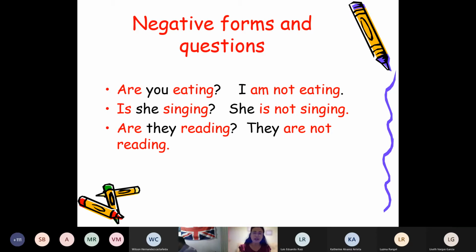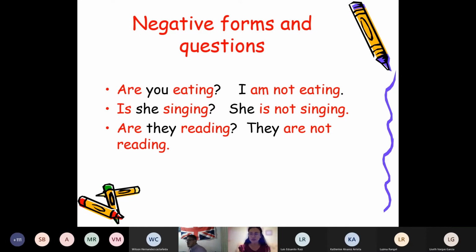And the negative forms, remember that for the present simple, you use don't or doesn't. And here, for the present continuous, you say, I am not eating, she is not singing, they are not reading. Okay, I am not eating, she is not singing, they are not reading. The negative word is with the auxiliary, am, is, or are. Okay, and those are the negative sentences with the present continuous.